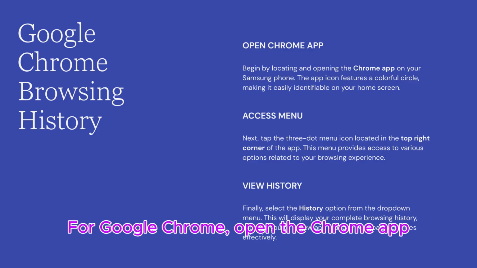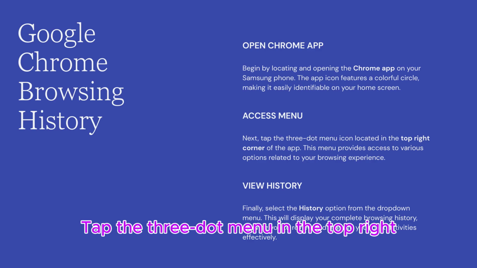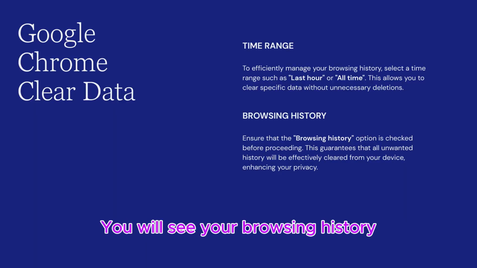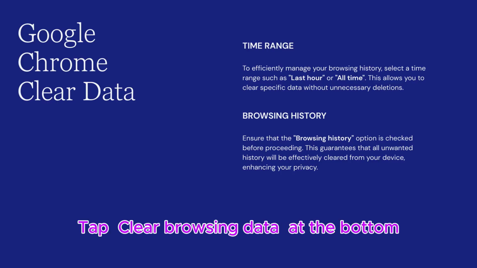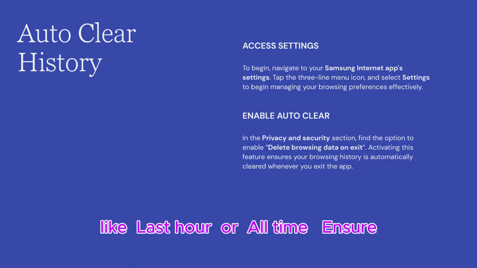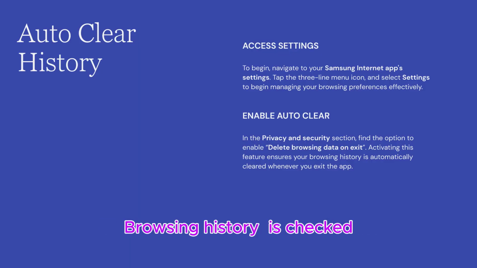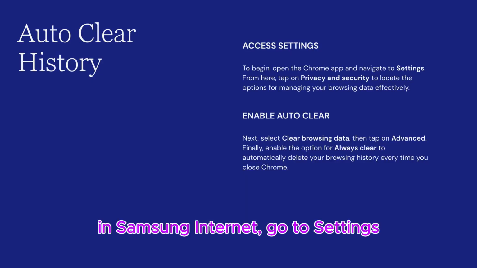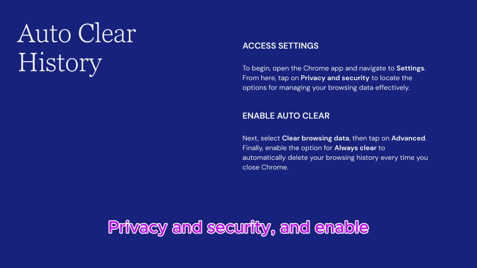For Google Chrome, open the Chrome app. Tap the three-dot menu in the top right. Tap History. You will see your browsing history. Tap Clear Browsing Data at the bottom. Select the time range, like last hour or all time. Ensure browsing history is checked. Tap Clear Data.